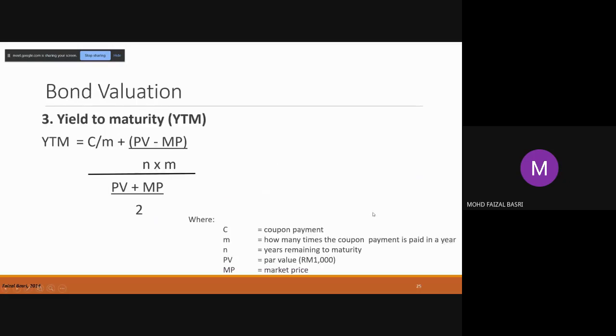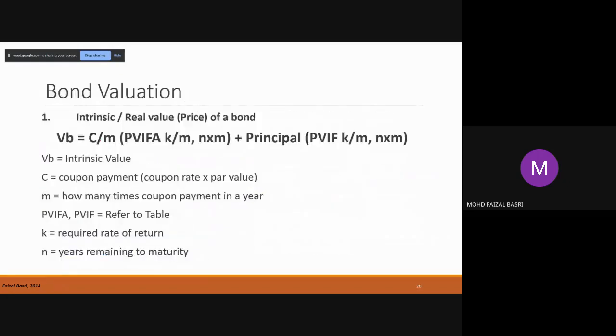The third one, yield to maturity, or YTM. So this would be the formula. Actually, there are a few items that we need to find. First is the coupon, C again, similar to our VB before. If you remember the VB before this, we have this C divided by M.